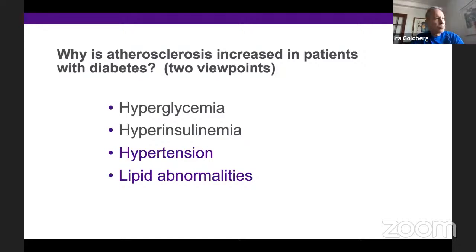So why does this happen? There really were 2, and still are 2 major viewpoints. There's the sort of endocrinologist, diabetologist viewpoint that vascular disease or cardiovascular disease in diabetes is due to hyperglycemia or hyperinsulinemia. And then there's the sort of preventive cardiologist view that really this is not due to diabetes, but because people with diabetes, especially type 2 diabetes, have more hypertension and more lipid abnormalities, some of which you'll hear discussed by Dr. Norstegard in the next talk.